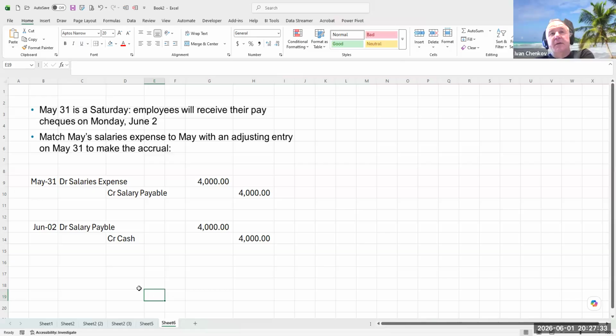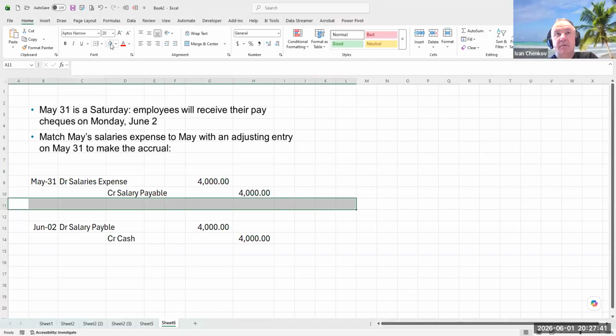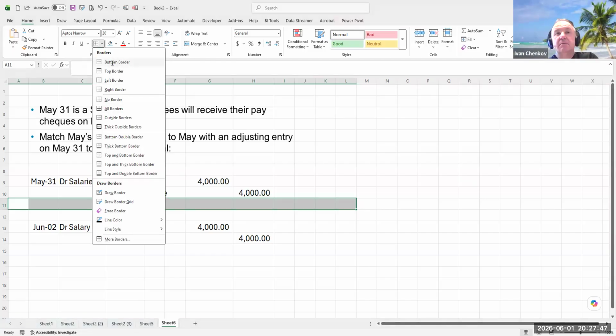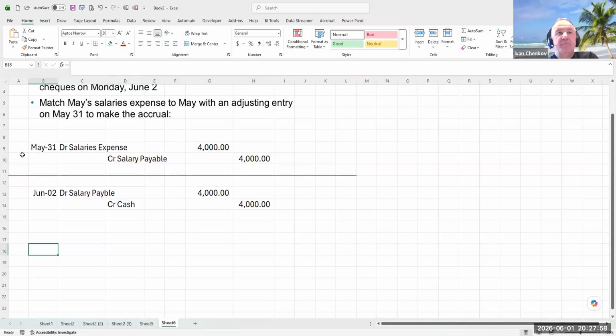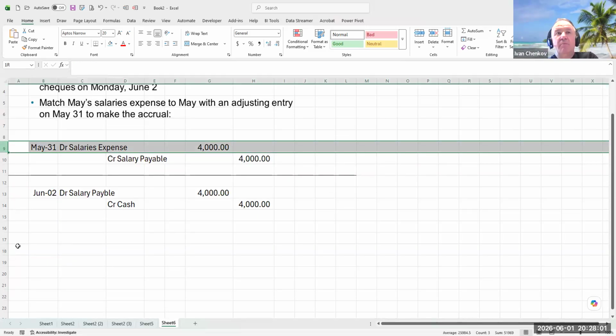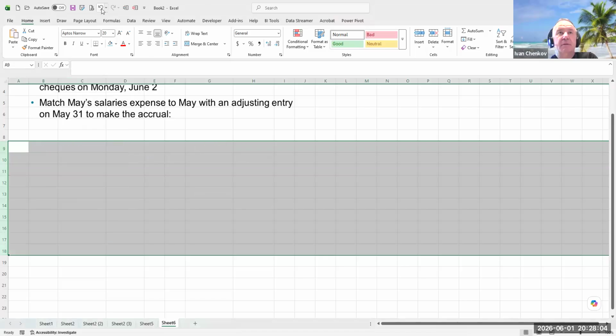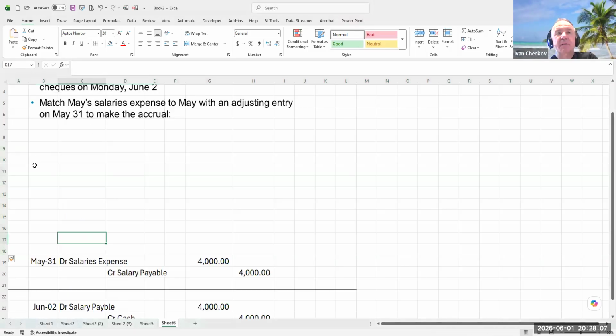Now, do you see something interesting? If there was no month end, which is right here, this is the splitting point, I wouldn't have to do this. But since there's a month end, I have to do it. Let's pretend that we are on May 15th. What was our journal entry on May 15th then?